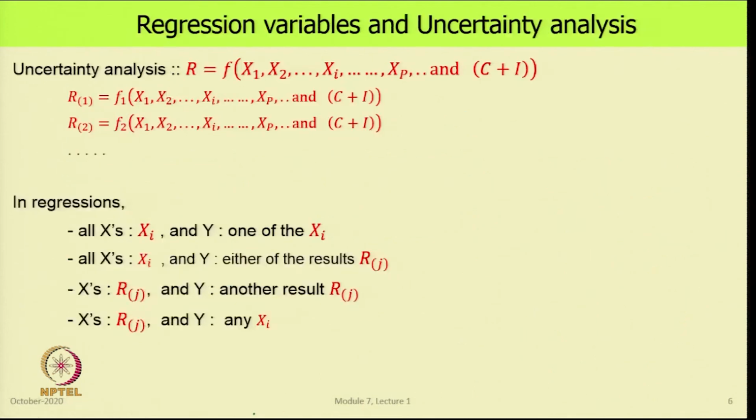So, now let us connect that we have done regression, we are doing regression now, and we have already done uncertainty analysis. What is the connection between these two? So, from an experiment we have seen that this is the basic nature of our formula. We said that R is expressed as a function of x1, x2, xi, so on, xp, and some constants and independent numbers.